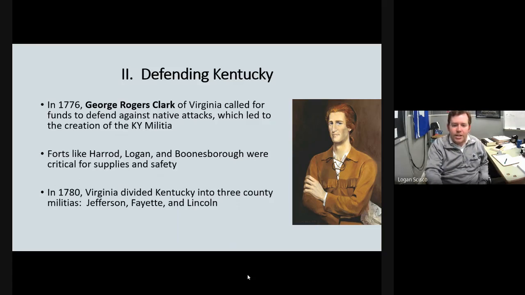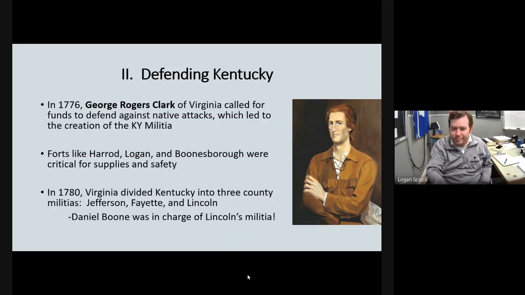So if you look here on a diagram, oh, and by the way, Daniel Boone, lest we forget about him, was put in charge of Lincoln County's militia. So remember, you looked at whether Daniel Boone is a hero or a villain, and you got to weigh in on that. Well, regardless of your opinions about Daniel Boone, his knowledge of the topography of Kentucky was deemed of very critical importance, and he was put in charge of the defense of southern Kentucky and Lincoln County at this time.